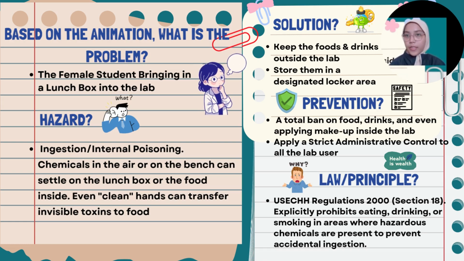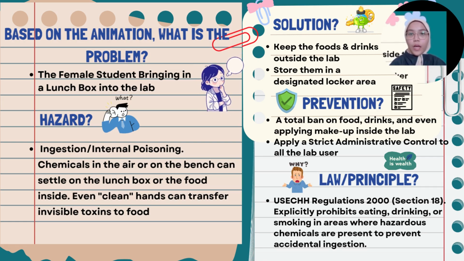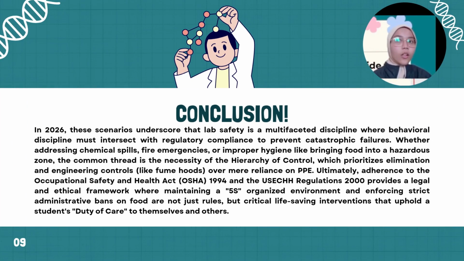So, what are the prevention steps that we have to enforce for the solutions? We have to have a total ban on food and drinks and even applying makeup inside the lab. Also apply strict administrative control to all the lab users. So why do we have to follow all of these rules? USECHH Regulation 2000 Section 18 explicitly prohibits eating, drinking, or smoking in areas where hazardous chemicals are present to prevent accidental ingestion.